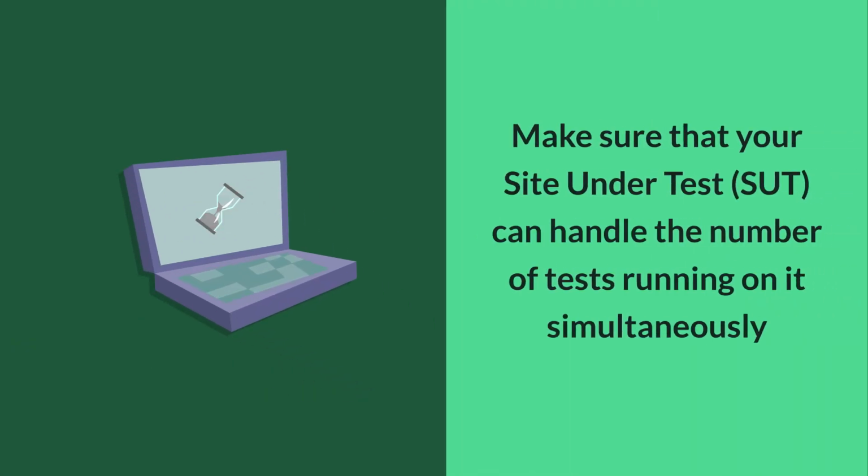Next, make sure that your site under test can handle the number of tests running on it simultaneously. If the site under test doesn't have enough resources to handle the number of tests running on it simultaneously, the tests may take longer to complete, or worse, they may fail. Running tests in parallel can uncover concurrency issues in the site under test that may not have been visible when running tests sequentially. For example, if multiple tests access the same database or file at the same time, they may interfere with each other and produce unexpected results.